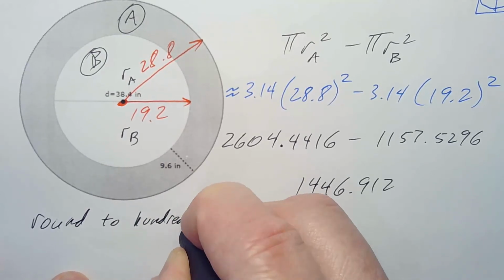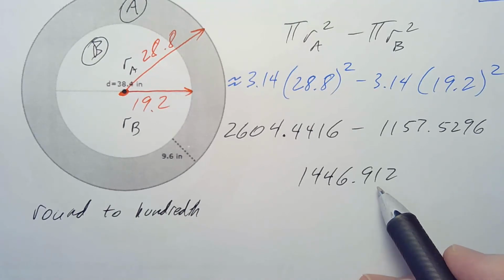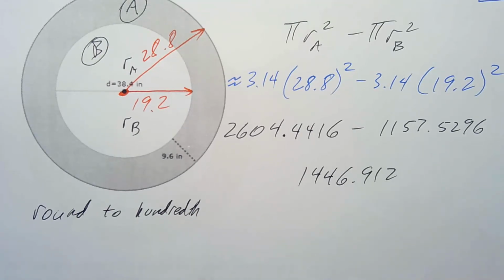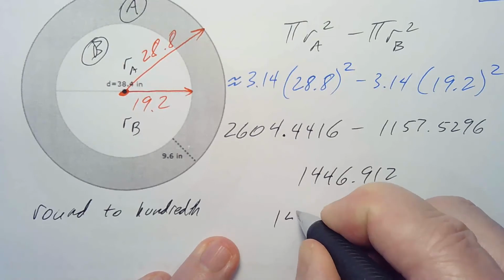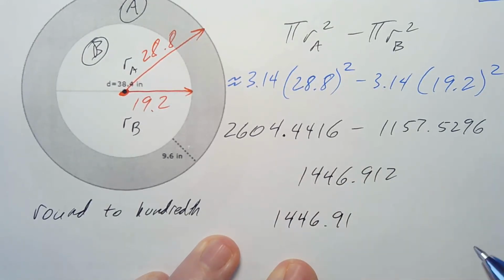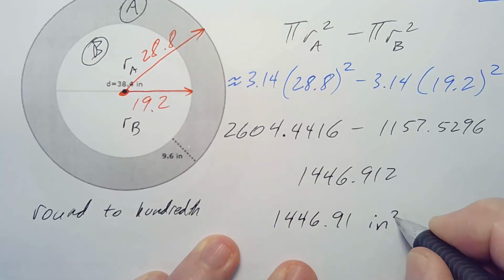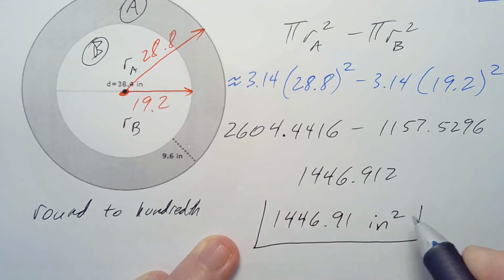That was actually the instructions here, but it was kind of getting in my way, so I took it off here. Now I need to round this, so my final answer is actually 1446.91, and this is going to be square inches, right? Or you can also think of it as inches squared.